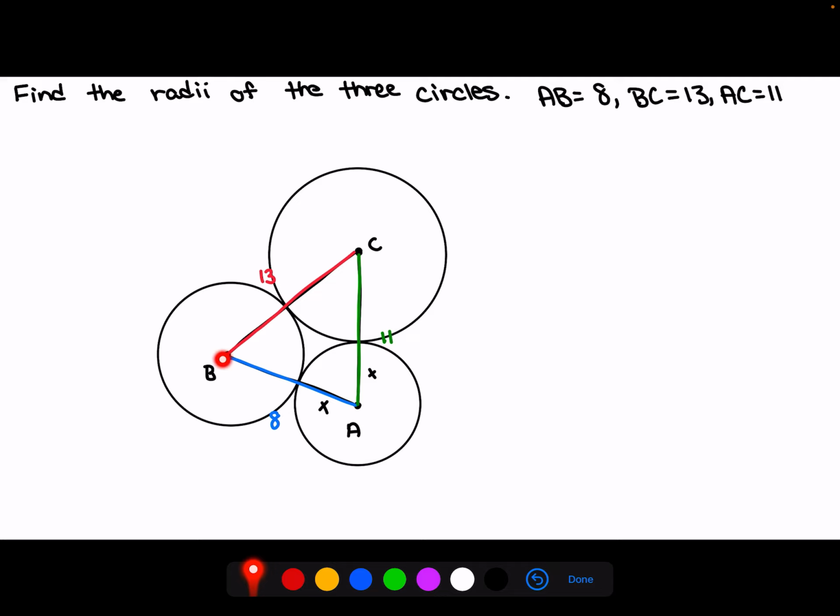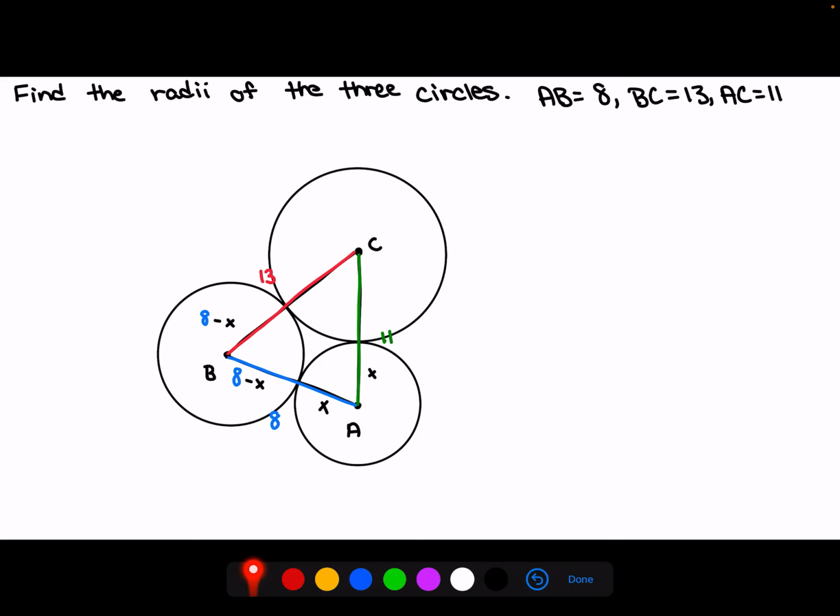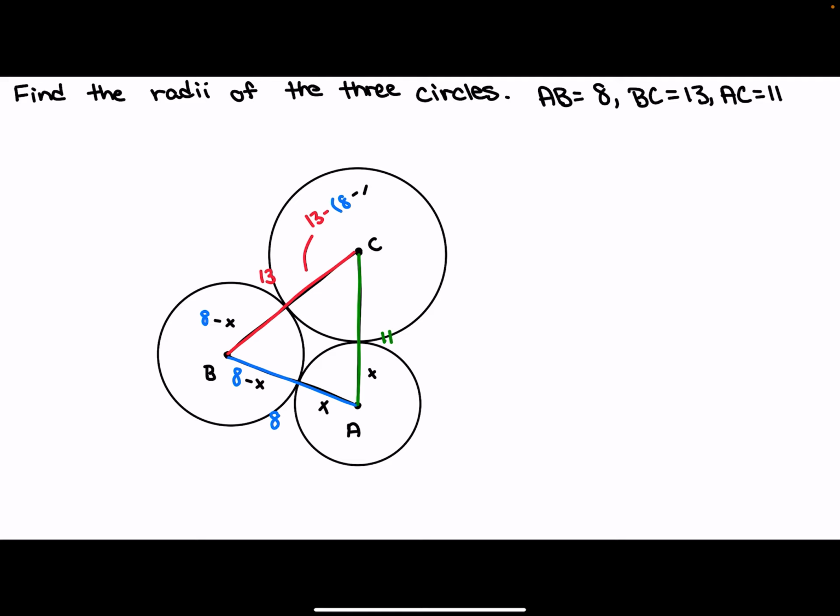So if I want to find the radius of B, that would be 8, the full length of AB, minus the radius of circle A. So that'd be 8 minus X. And since it's a radius, it's going to be the same for both sections, up to the edge of the circle. So this portion is 8 minus X here. Now, if BC is 13, I can find the radius of circle C by doing 13, the whole thing of BC, minus the radius of circle B, 8 minus X. That'll give me circle C's radius is 13 minus (8 minus X).